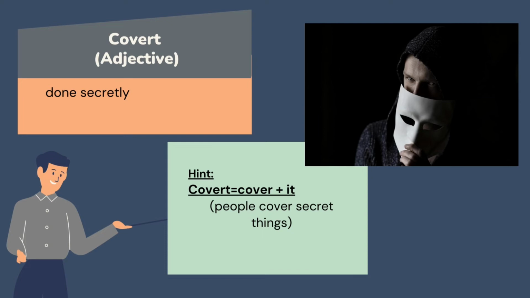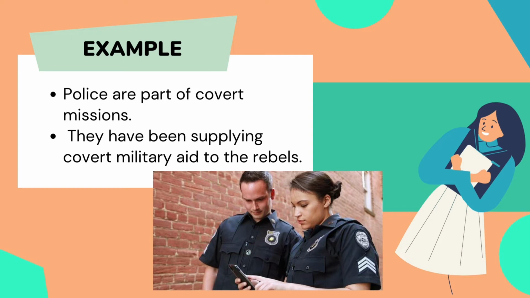So covert, cover it. You can also see in the illustration that a person is holding a mask. So he is basically covering his face. His face is being covered. The examples are: police are part of a covert mission. This means that the police are working on a furtive act or furtive mission. They have been supplying covert military aid to the rebels. This means that the rebels were given furtive or secret or private military aid from them.